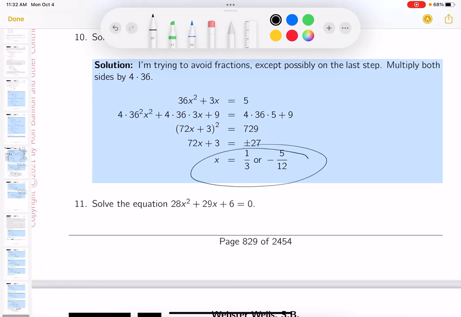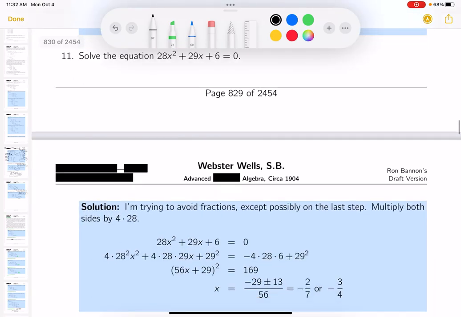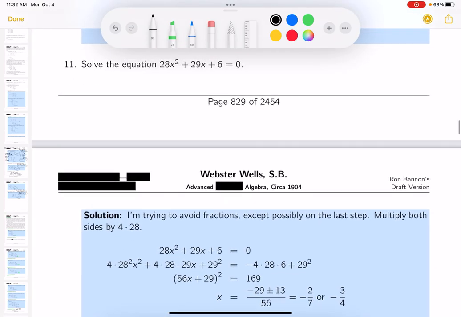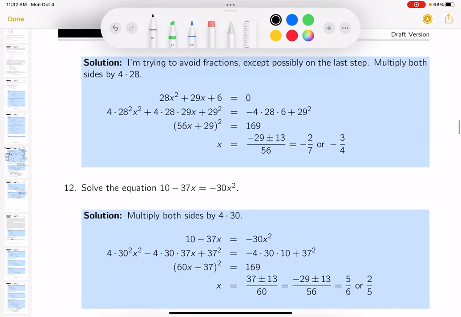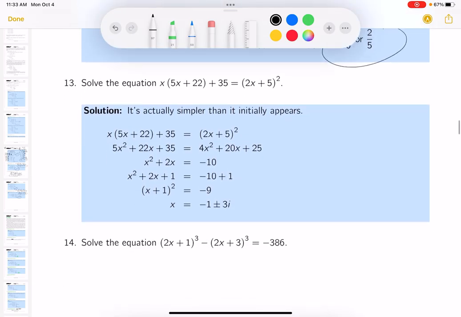This one over here, you'll be able to factor it. This one factors. It's not bad. What do I mean by that? If you wrote this as 36x squared plus 3x minus 5 equals 0, you'd be able to factor that problem over there. Looking at number 11, you can also factor that one. This factors over here and leads to those answers. Over here, this one also, if you rewrote it as 30x squared minus 37x plus 10 equals 0, it also factors. It'll lead to this answer over here.